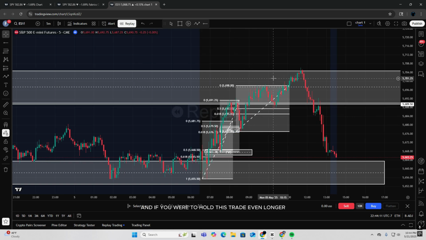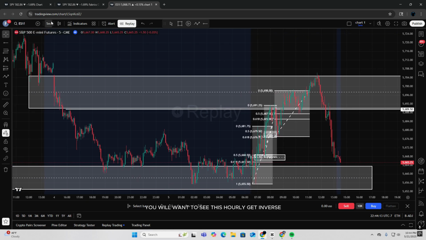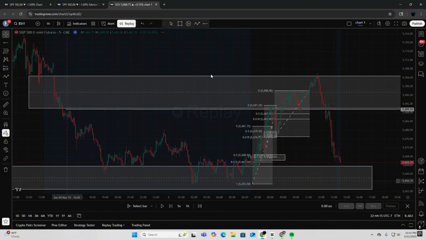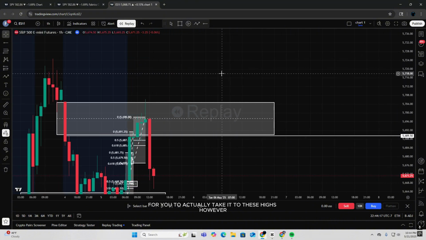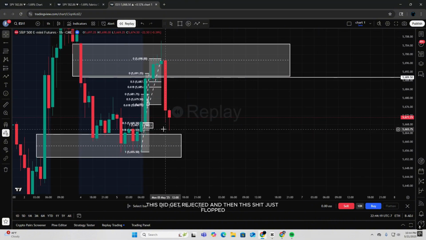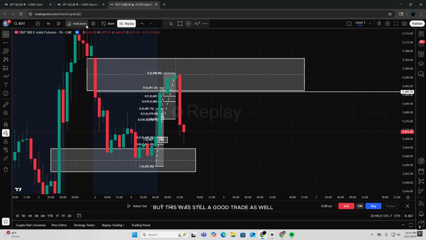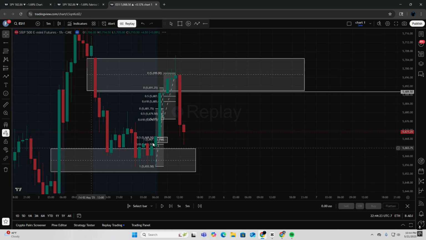And if you were to hold this trade even longer, you will want to see this hourly get inversed for you to actually take it to these highs. However, this did get rejected, and then it just flopped. But this was still a good trade as well.